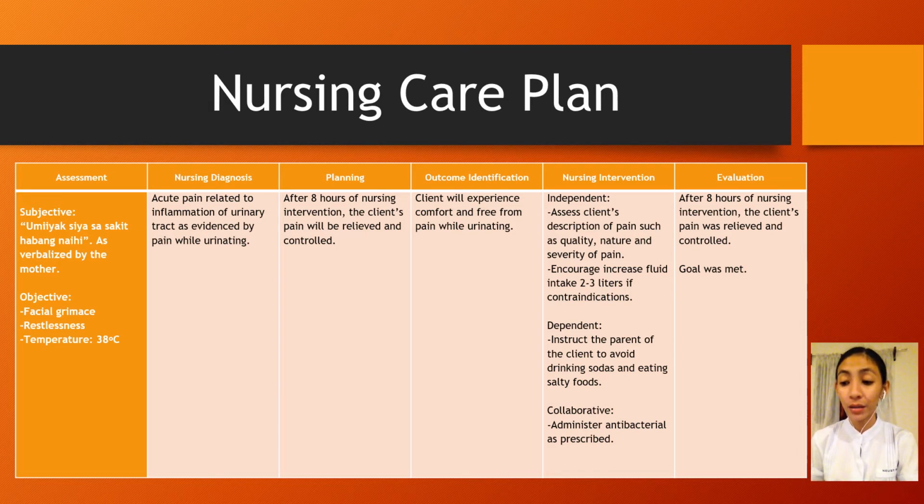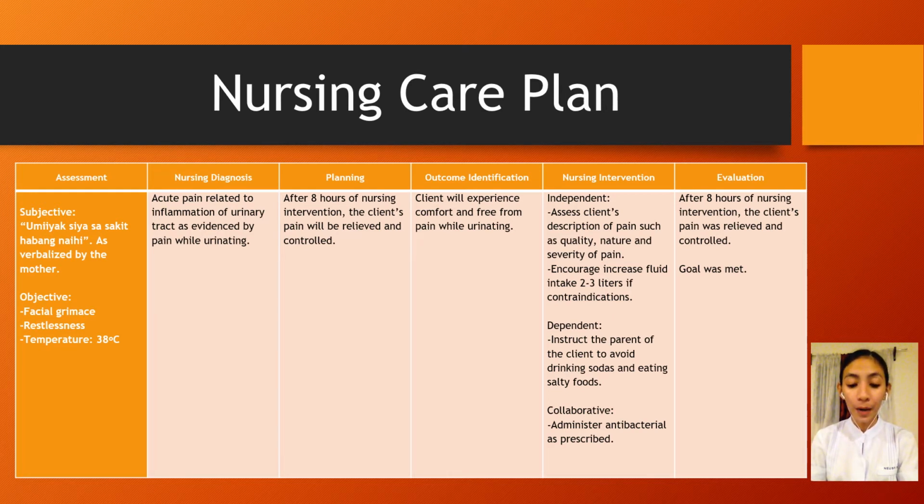0 means no hurt, 2 hurts little bit, 4 hurts little more, 6 hurts even more, 8 hurts whole lot, and 10 hurts worst. Next is restlessness, and this is the need to constantly move or being unable to calm, or hindi mapakali. Last is temperature of 38 degrees Celsius, which is already febrile. So, for the nursing diagnosis, acute pain related to inflammation of urinary tract as evidenced by pain while urinating.